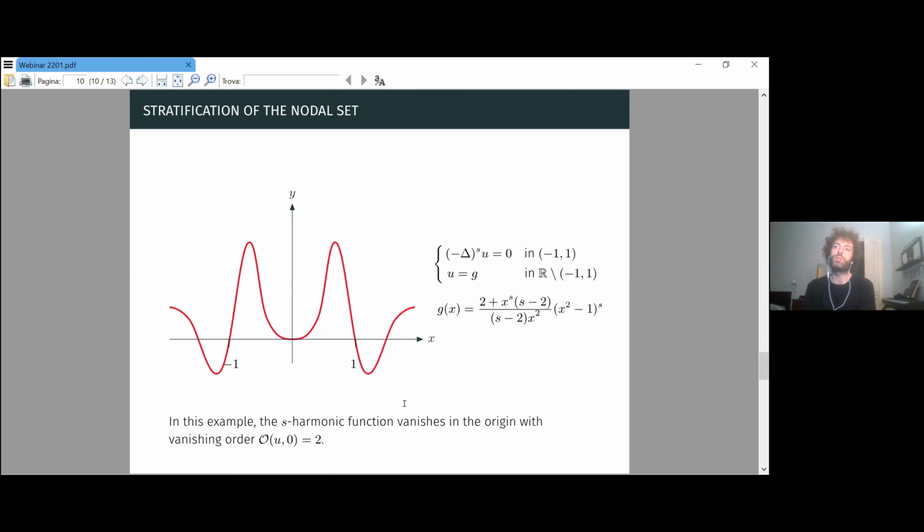So what you can actually do is construct explicitly some S-harmonic function. This is a picture of an S-harmonic function between minus one and one. G is the datum outside of the domain. So this function is S-harmonic inside of this domain, and here it has a vanishing order equal to two. So the idea is that if you, for example, extend it constantly in another variable, you will obtain in the 2D case a function which has as nodal set a line, and on that line the vanishing order is equal to two and the gradient is equal to zero. So it's singular everywhere. There is singularity in all the nodal set, and this is something completely new.